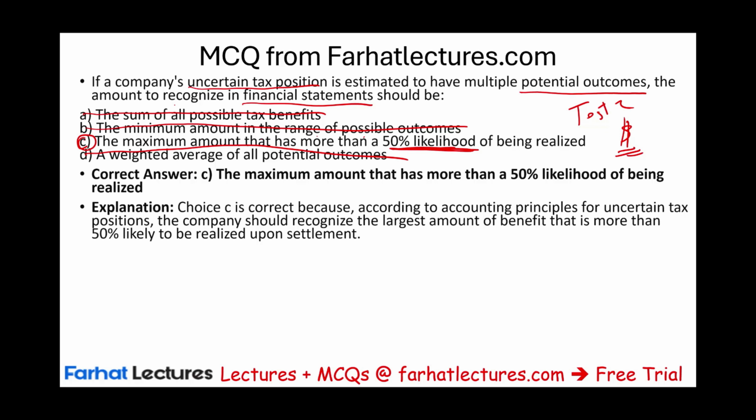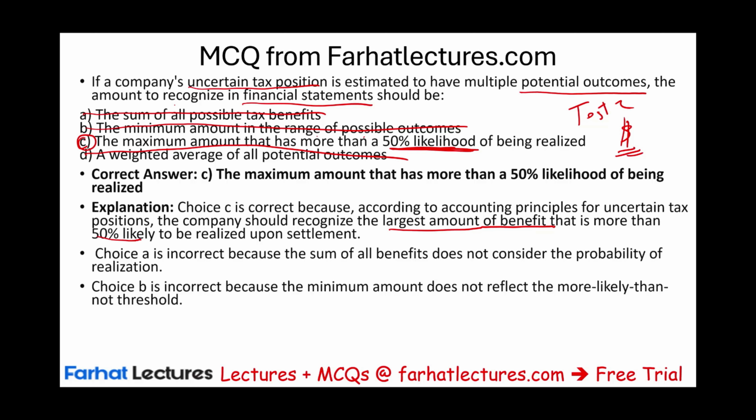You have to know how to book that for test 2. The maximum amount that has more than 50% likelihood of being realized. Choice C is the correct answer. So what you have to do, the company should recognize the largest amount of benefit that's more than 50% likely to be realized upon settlement. And remember that 50% is the cumulative probability.